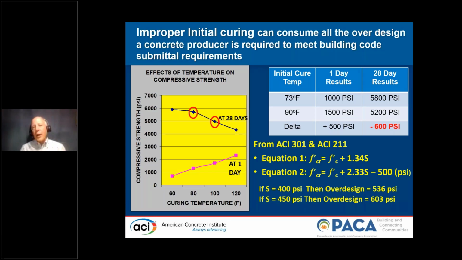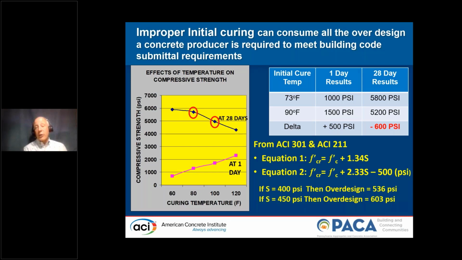Prior to a concrete project being started, the concrete plant submits through the contractor to the licensed design professional his history of performance of his mixes. And he must demonstrate an over-design. And an over-design is a multiplier of the standard deviation of its production, in this case, S. So if you have a concrete plant and your standard deviation is 450 PSI, which is normal range for a good quality control concrete plant, you need to over-design 600 PSI.